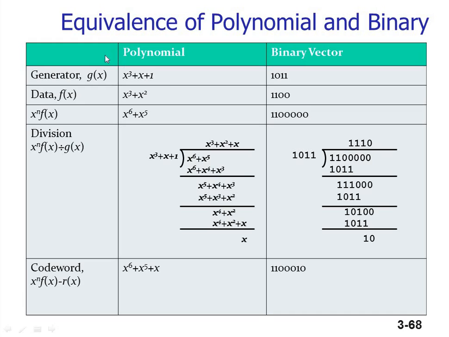Now here you can compare this polynomial and binary vector. You can see that this is the generator x cube plus x plus 1, and this is the data. Now this data is a little bit different, x cube plus x square. Now how can it be represented? This is represented as 1 0 1 1, this is represented as 1 1 0 0, and you will be getting x raised to n into f of x.